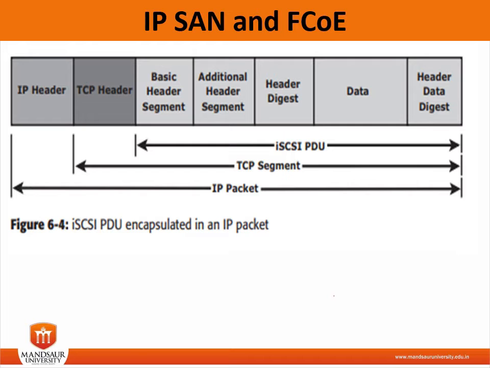All iSCSI PDUs contain one or more header segments that are followed by zero or more data segments. The PDU is then encapsulated into IP packets to facilitate transportation. A PDU includes the components shown here. The IP header provides the packet routing information to move the packet across the network, and the TCP header contains the information required to guarantee packet delivery to the target.